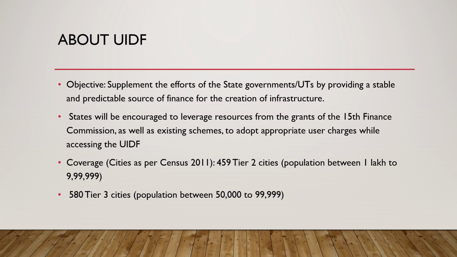About UIDF, the objective is to supplement the efforts of state governments by providing a stable and predictable source of finance for the creation of infrastructure. States will be encouraged to leverage resources from the grants of the 15th Finance Commission as well as existing schemes to adopt appropriate user charges. The UIDF covers cities as per Census 2011: 459 tier 2 cities with population between 1 lakh to 9 lakh 99,999. Then we have 580 tier 3 cities with population between 50,000 to 99,000.